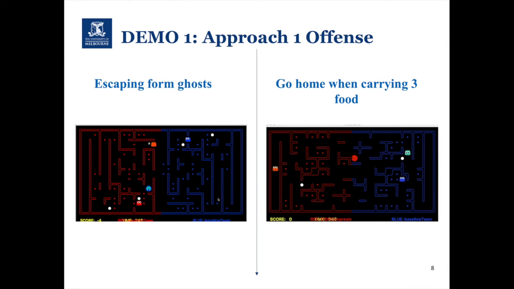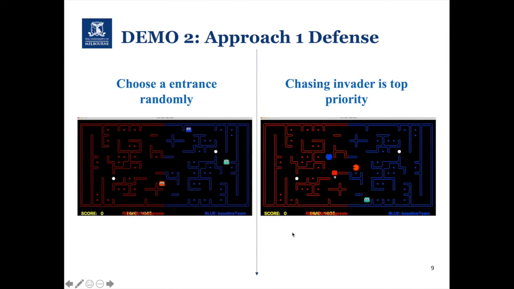Here is the demo section. Demo 1 shows that in approach 1, the offensive Pac-Man is able to move towards the target, escape from ghosts, and return home when carrying 3 food. However, this strategy is too conservative and does not perform well. Demo 2 shows that in approach 1, the defensive agent is able to move to a random entrance at the beginning, and chasing the invader will be the top priority.